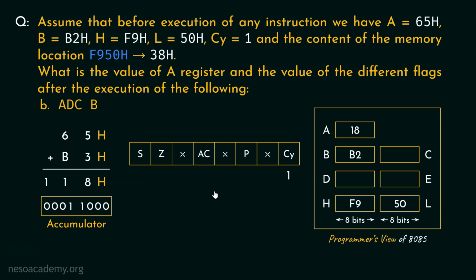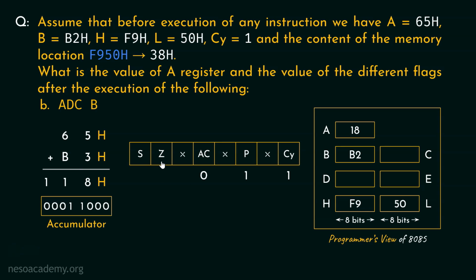Let's now check out the contents of the flags register. What about the parity flag? In order to set this to 1, within the accumulator, we should have an even number of 1s. Observe, here we have got 2 1s in the content of the accumulator. So yes, 2 is an even number. So the parity flag will be set. What about the auxiliary carry flag? During the addition of 5 and 3, we received the result 8. So no carry. So the auxiliary carry will be reset to 0.